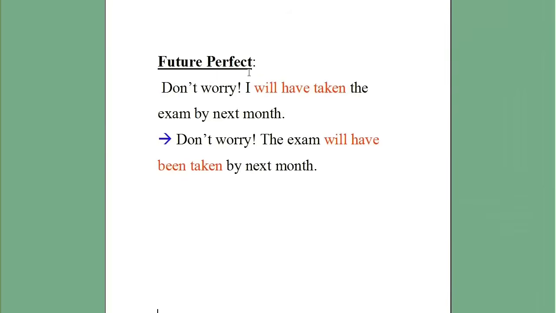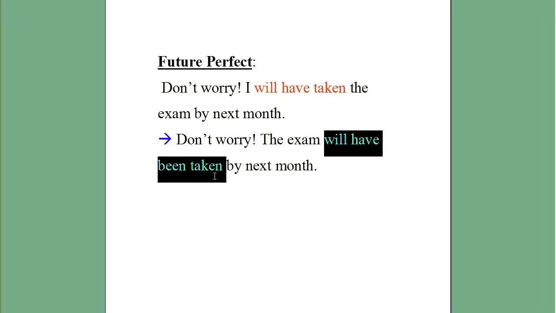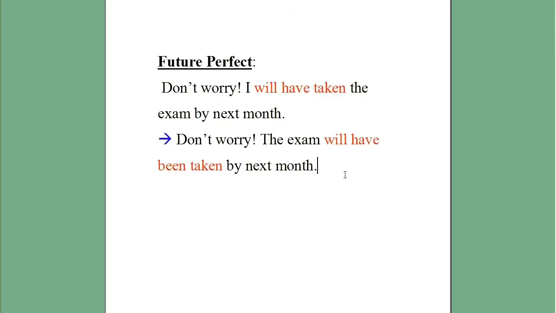Okay, future perfect. Don't worry, I will have taken the exam by next month. Let's make it passive. Don't worry, the exam, which is the object, becomes the subject. The verb to be in future perfect will have been, and the third participle taken by next month.